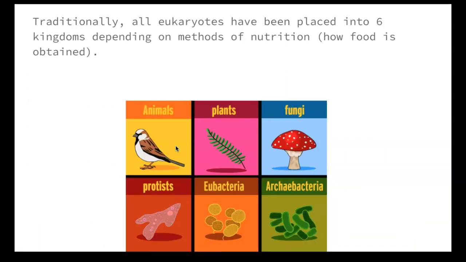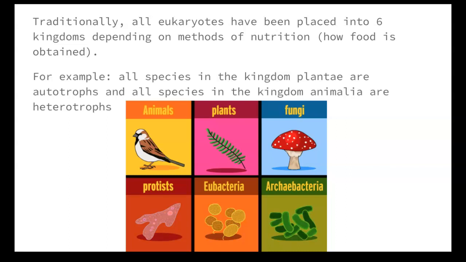When we're talking about the eukaryotes, because it's such a big grouping, there's actually 6 kingdoms within those eukaryotes that we use, and it's just based on how they get food. So all of the species in plants are autotrophs, for example. They do photosynthesis, whereas animals are heterotrophs, which means that they have to get food by eating. So we basically just look at how they acquire their food, and we have grouped them based on that.